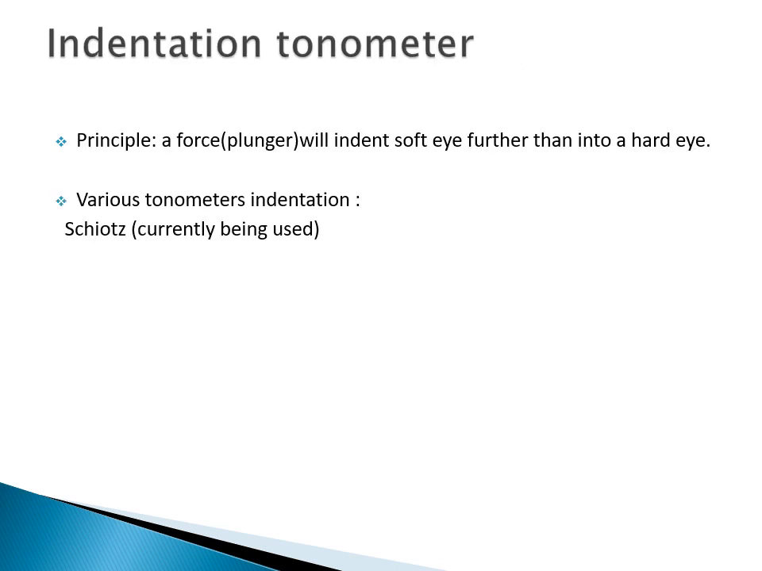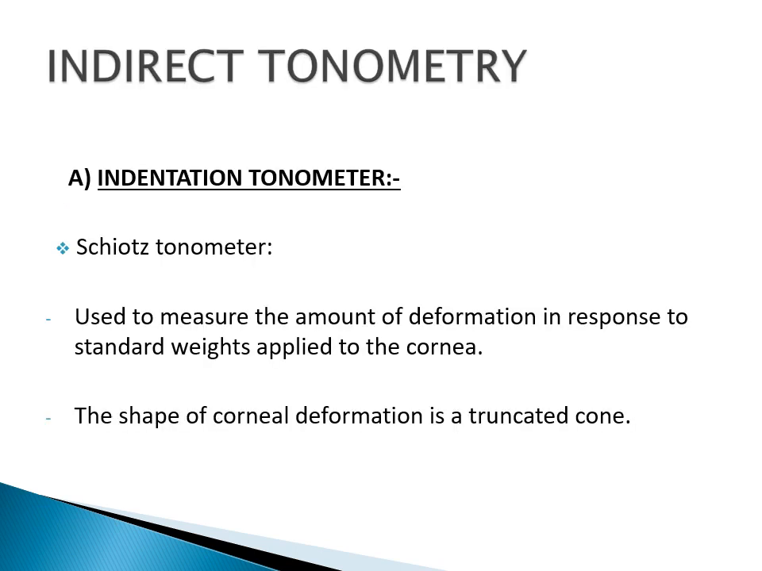The first is indentation tonometer. The principle is that a force, that is a plunger, will indent a soft eye further than a hard eye. The most commonly used indentation tonometer is the Schiotz tonometer. A Schiotz tonometer is used to measure the amount of deformation in response to standard weights applied to the cornea. The shape of corneal deformation is truncated cone-like.